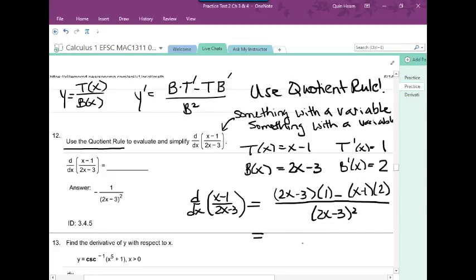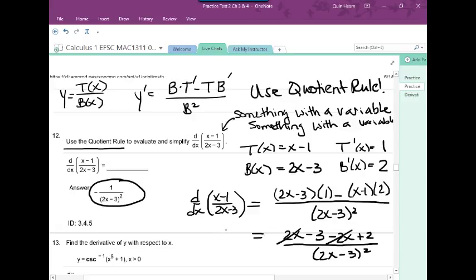And then that is going to need to be simplified a bit. We have 2x minus 3 times 1 is 2x minus 3. Distributing the negative and the 2, we have minus 2x plus 2, over 2x minus 3 squared. And now the 2x's cancel out. Negative 3 plus 2 is negative 1, so we get negative 1 over 2x minus 3 squared. Okay, so that's number 12.